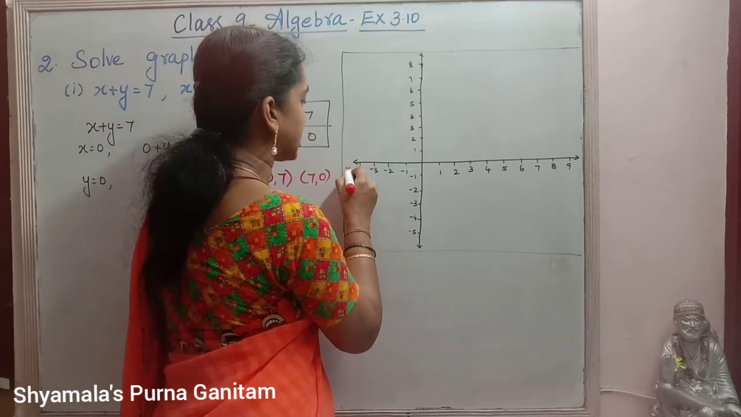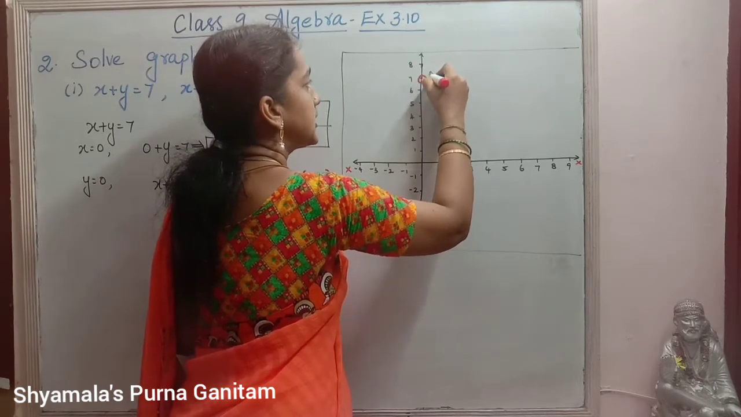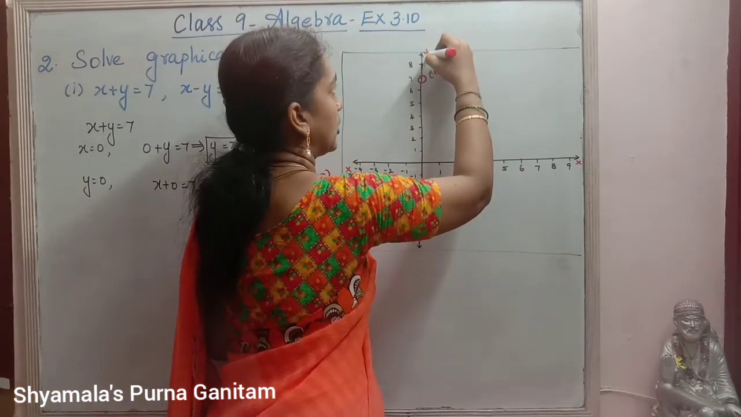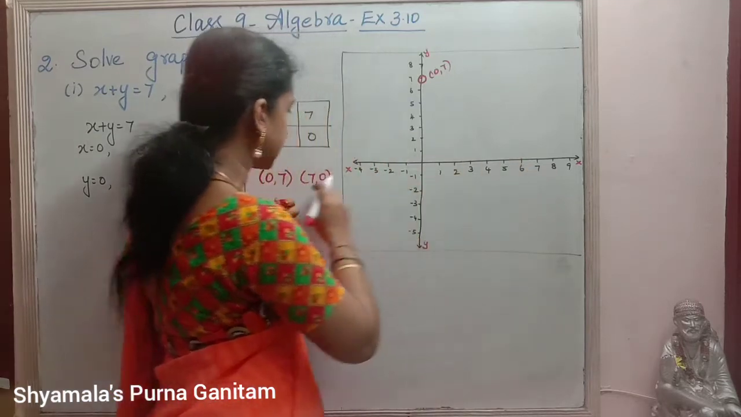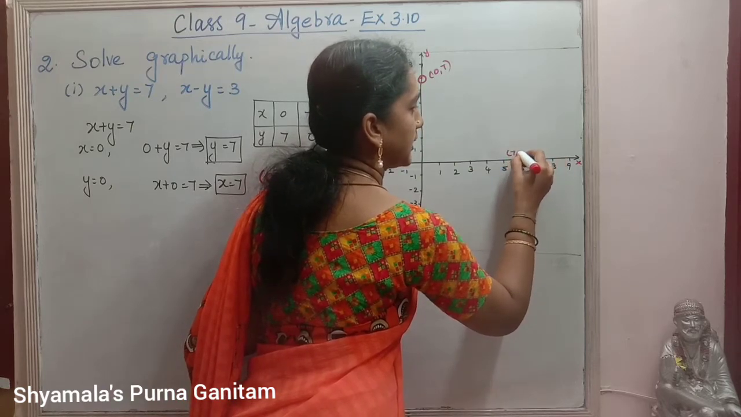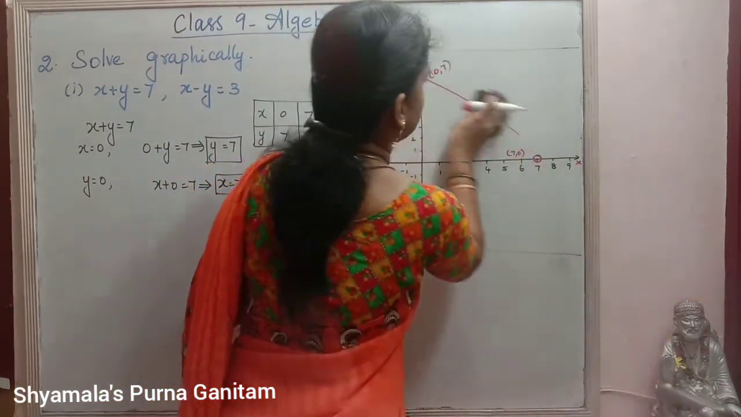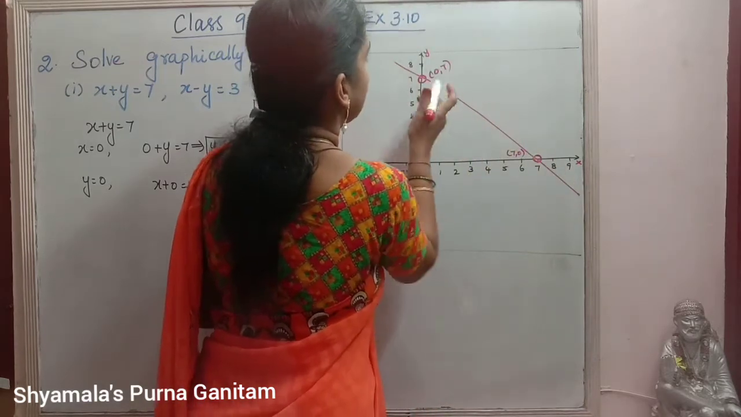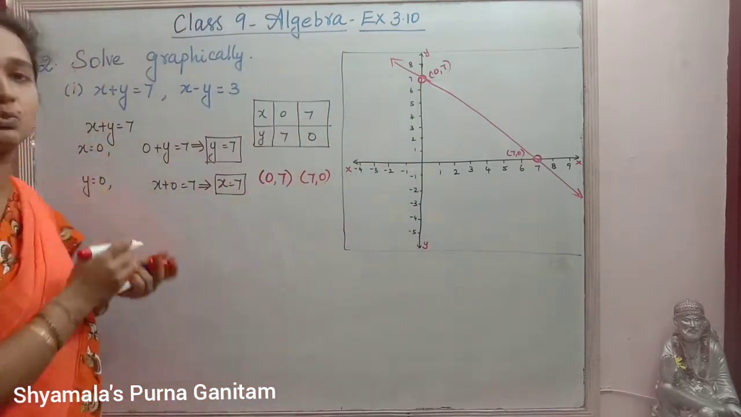So 0, 0 is the origin on the x axis, and y is here. This point is 0, 7. Then the next point is 7, 0: 7 on the x axis and 0 on the y axis. So 7, 0 we will get here. When we join these, we will get a straight line. So we got a straight line here. Okay, so this is the graph for the first equation, x plus y is equal to 7.